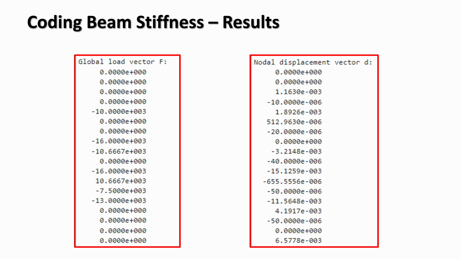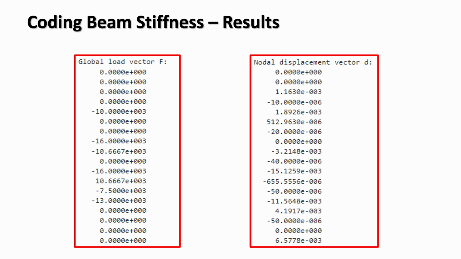This slide shows 2 key outputs from the analysis: the global load vector and the nodal displacement vector. On the left is the fully assembled global load vector, which includes both the applied nodal loads and the equivalent nodal forces from the distributed load. Each entry corresponds to a specific degree of freedom, and the signs simply reflect the global sign convention. For example, downward forces appear as negative values.